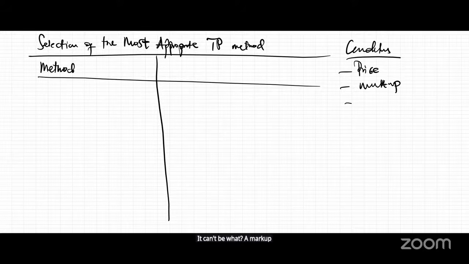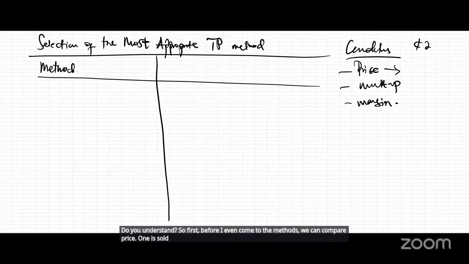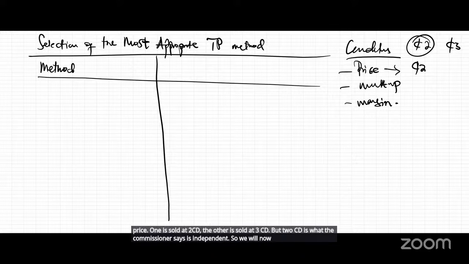Or it can be what? A margin. Do you understand? So first, before I even come to the methods, we can compare price. One is sold at 2 CD, the other is sold at 3 CD. But 2 CD is what the commissioner says is independent. So we will now apply 2 CD to your transaction. We'll pass 1 CD back to your profit.